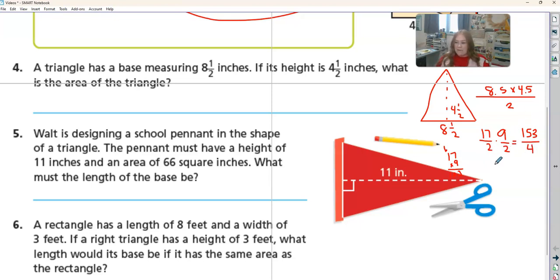Now, while we're already in a fraction, I have to divide that by 2. So if I take 153 over 4, I need to divide that by 2. Oh, we can simplify this. 2 goes into 2 one time, and 4 divided by 2 is 2. So to finish the problem, I really just have 153 divided by 2.